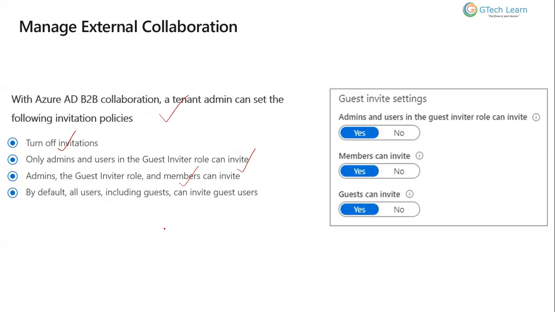So if I have invited any guest user like Ganesh, and Ganesh wants to invite a third guest user, then he can invite them. If you want to make those changes, you can go ahead and, in the guest invite settings, make the changes there as well. So that is something which we need to discuss as a part of managing external collaboration.